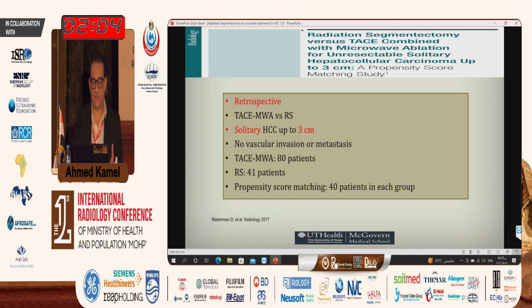This is another retrospective study done at Mount Sinai by Biederman. It compared basically the standard microwave ablation that we use mostly in the US. I know here sometimes they use radiofrequency, which is pretty similar, but this even compared TACE followed by microwave ablation, which we know has a higher efficacy compared to microwave ablation only. They compared that with radiation segmentectomy for solitary HCC lesions that are less than 3 centimeters in diameter. They included 80 patients in the TACE microwave group versus 40 patients. And then they also did propensity score matching, because it's a retrospective study, so they matched the patients 40 against 40.